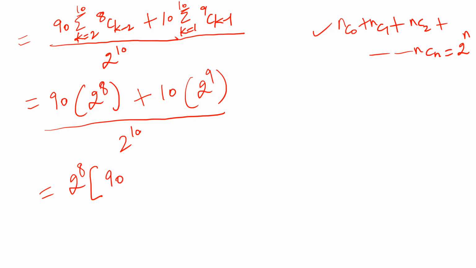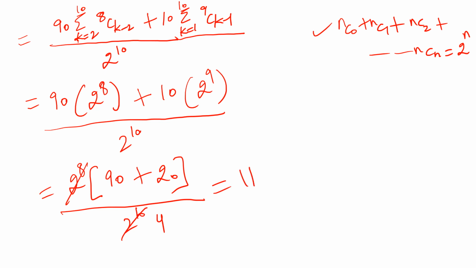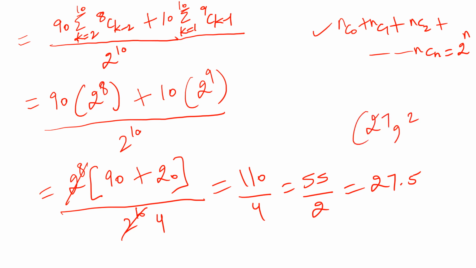So now we'll be getting 90 plus 10 into 2, which is 20, in the numerator, and here it is 2 to the power 10. So when we cancel this 2 to the power 8, here it becomes 4 only. That means this is 110 by 4 or 55 by 2, which is nothing but 27.5. Now clearly students, it lies in the interval 27 to 28. That means option B is the correct one.